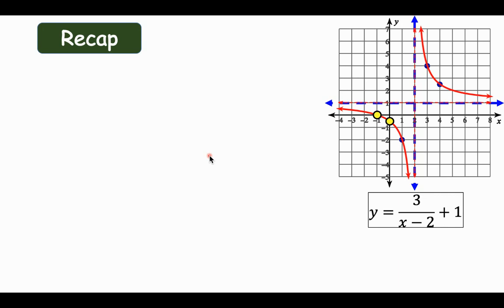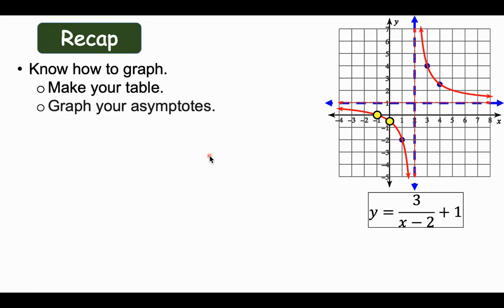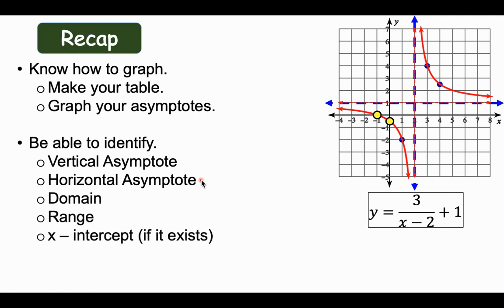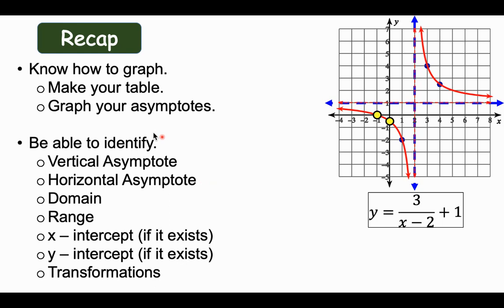Okay. So quick recap. We have to know how to graph. That means making your table, graphing your asymptotes, and then being able to identify the asymptotes. Vertical is always going to be x equals, horizontal is going to say y equals some number. Domain, range, x-intercept, y-intercept, as well as transformation. So a lot of different pieces here, but a lot of them are related. Vertical asymptote is directly related to your domain. Horizontal asymptote is directly related to your range. X and y intercepts, that's stuff you've done in the past, and transformations you've done in the past. So not really new stuff. It's just that we're mixing old knowledge together in a different way.